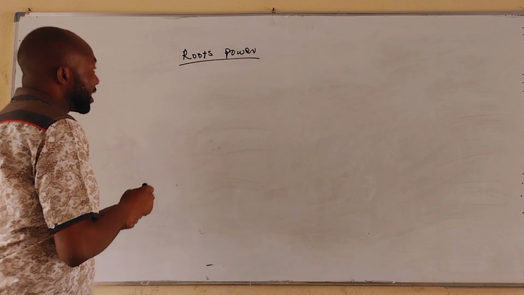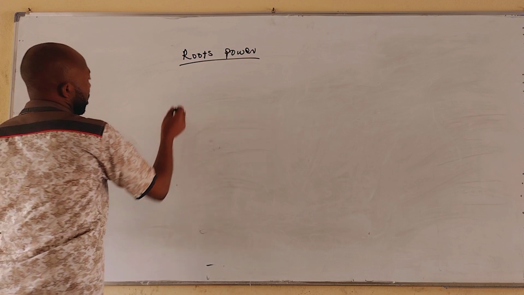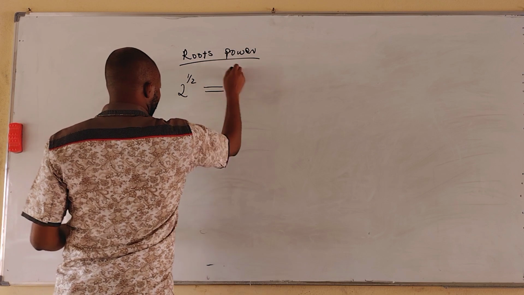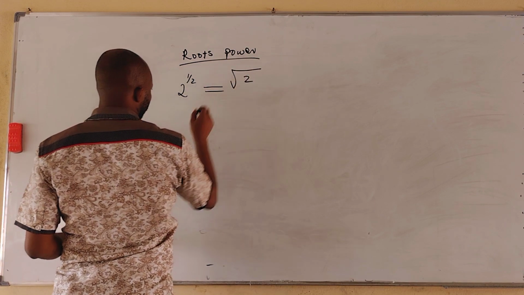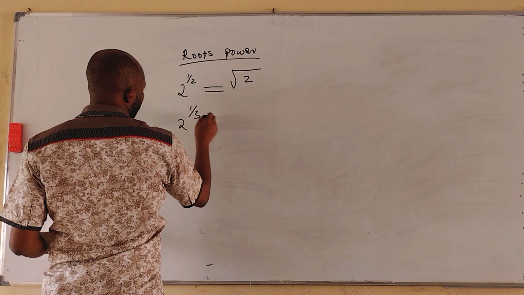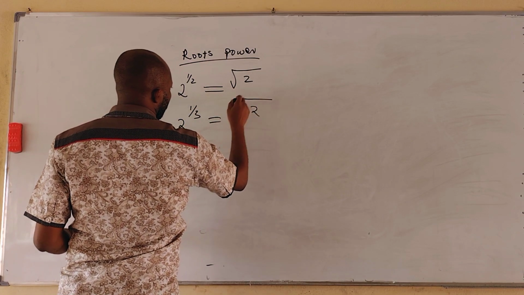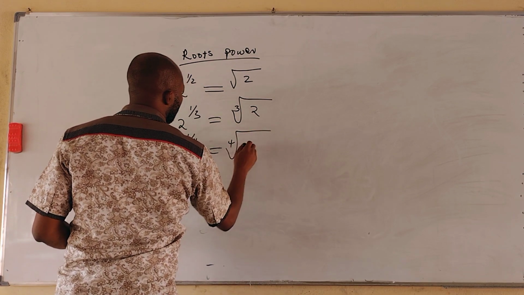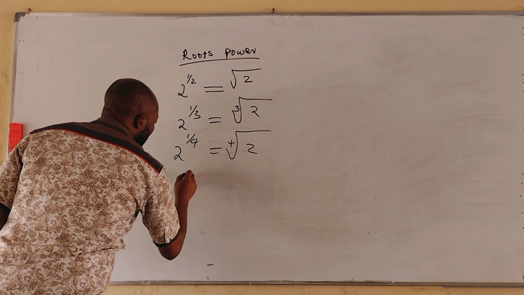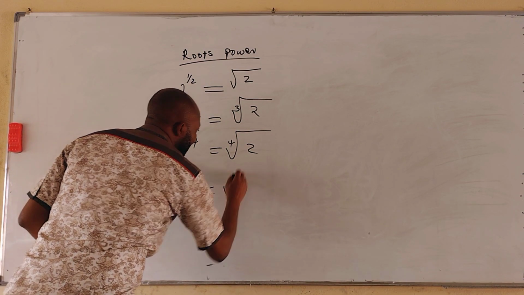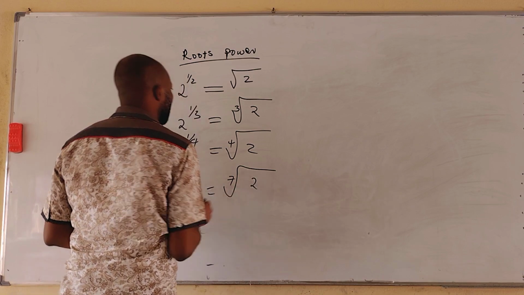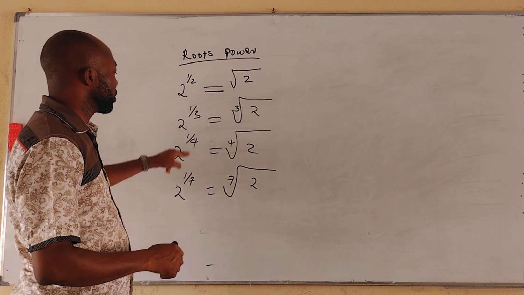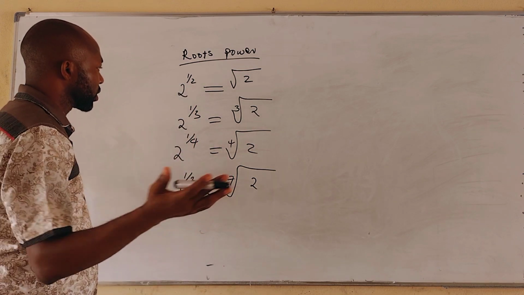This method involves showing the indices of different roots. 2 raised to the power 1 over 2 shows the square root of 2. 2 raised to the power 1 over 3 shows you the cube root of 2. 2 raised to the power 1 over 4 shows you the fourth root of 2. 2 raised to the power 1 over 7 gives you the seventh root of 2, on and on. So this is what gives you the root. It shows you the indices of different roots, and that's all.